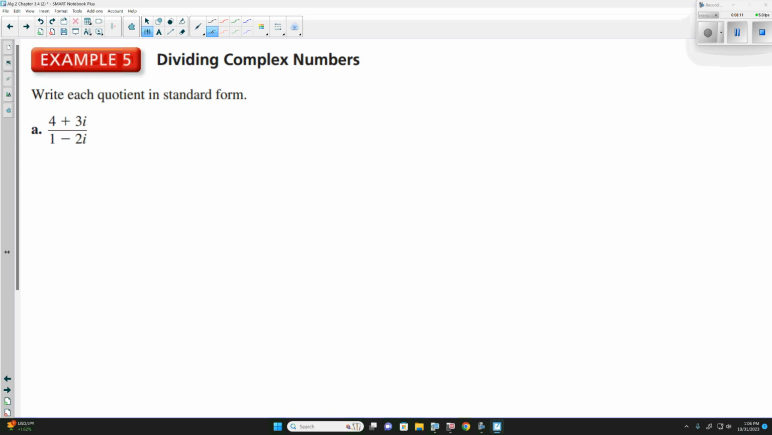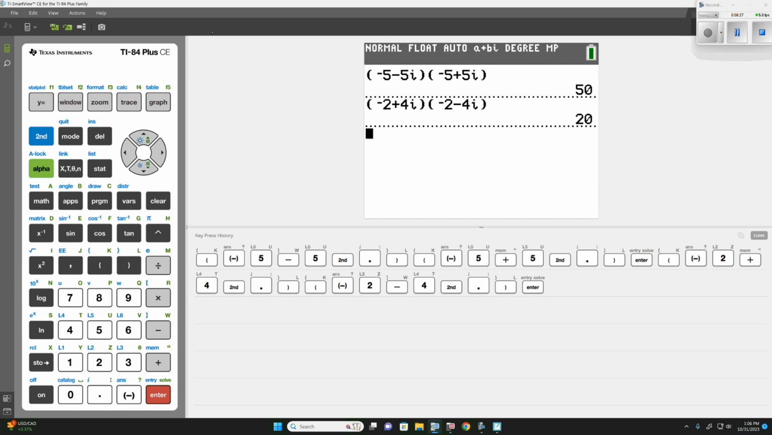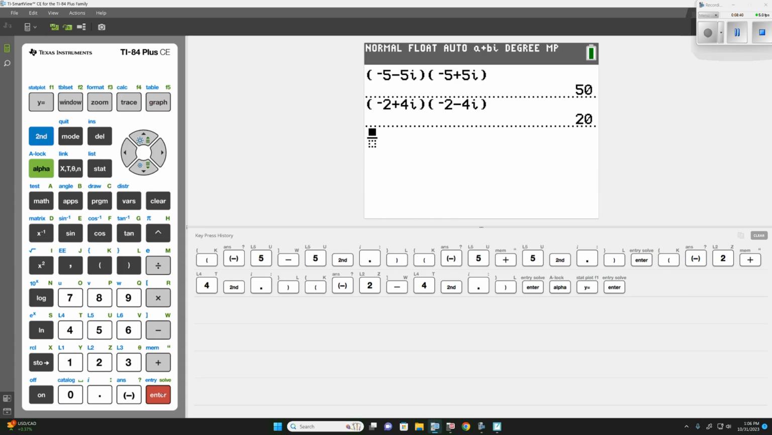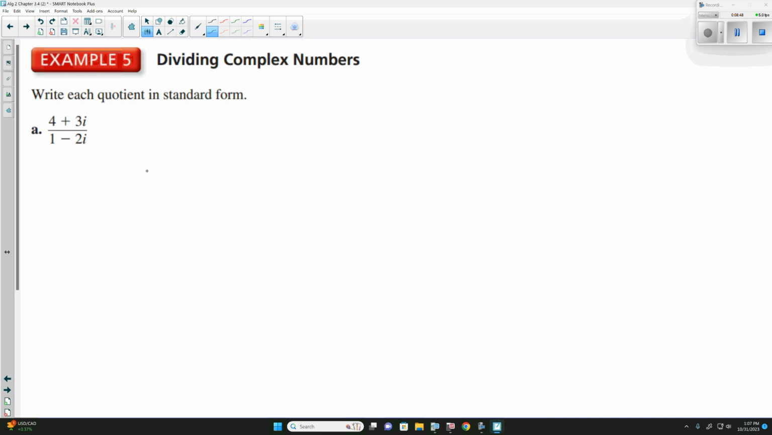All right. We got into the last part of the notes. Write each quotient in standard form. We cannot have i in the bottom of a fraction. That's really what this is getting at. Well, maybe we can type them into the calculator. Alpha y equals enter will give us the fraction. We can go and type it in. 4 plus 3i over 1 minus 2i.